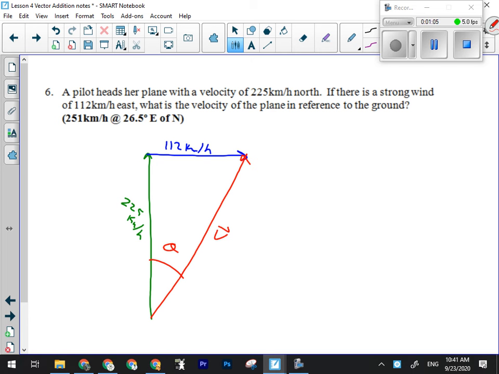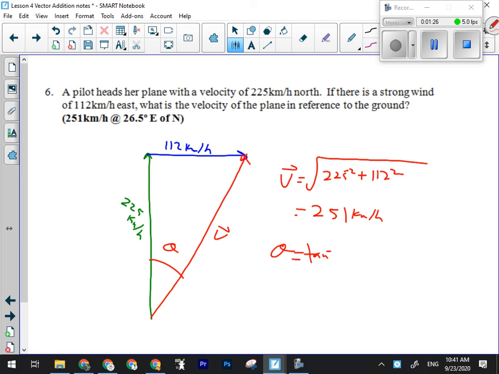Okay, so to find our resultant v is a Pythagorean theorem calculation. 225 squared plus 112 squared will give us 251 kilometers per hour. And then to get our theta, opposite over adjacent. So we'll have tan to the minus 1 of 112 over 251, and that should give us 26.5 degrees east of north.